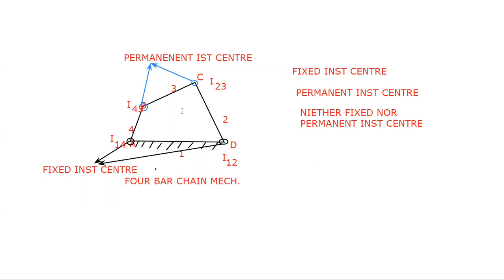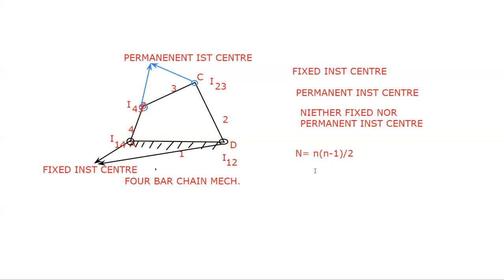To find out the number of instantaneous centers, we have one formula, that is, capital N equal to small n bracket n minus 1 divided by 2. This is my formula to find out the instantaneous centers. How many instantaneous centers are there in this link? This is the formula to find out. Now here capital N is the number of instantaneous centers, and small n is the number of links.